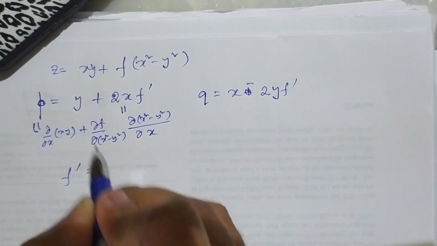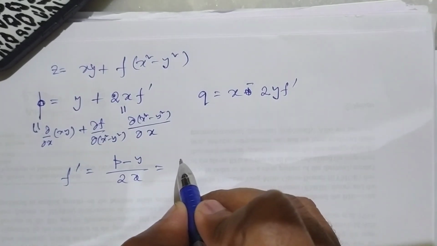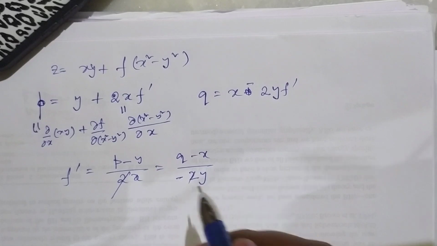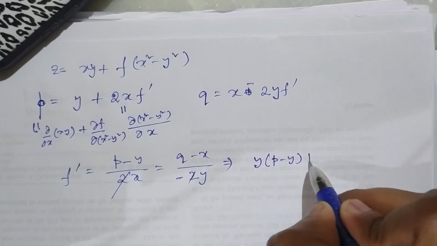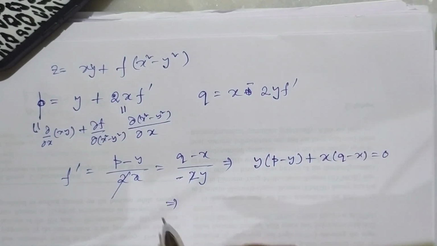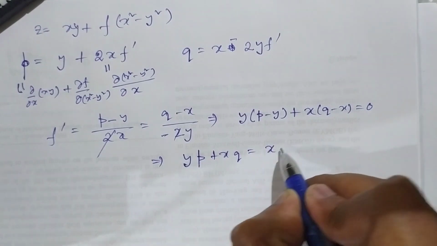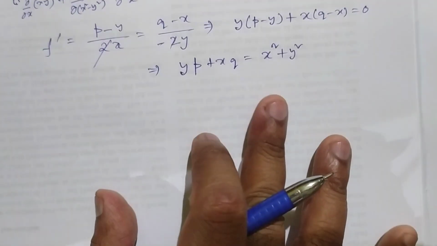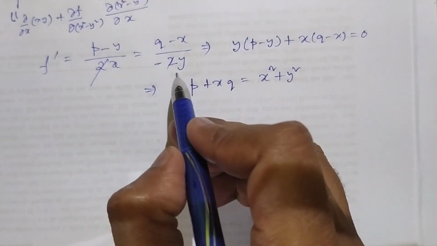So simply we will replace this f dashed, right? So f dashed from this equation is p minus y over 2x, and from this equation it is q minus x over 2y with a minus sign, so 2 cancels out and this gives us y(p minus y) plus x(q minus x) is equal to 0. That is, simplifying, we can write yp plus xq is equal to x squared plus y squared, if I'm not wrong. So this is the differential equation. I hope I have not made any mistake with the signs, please check them.